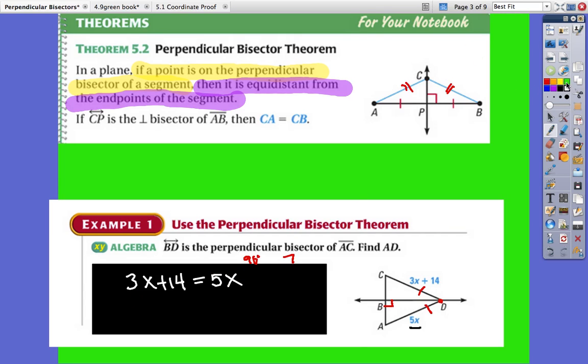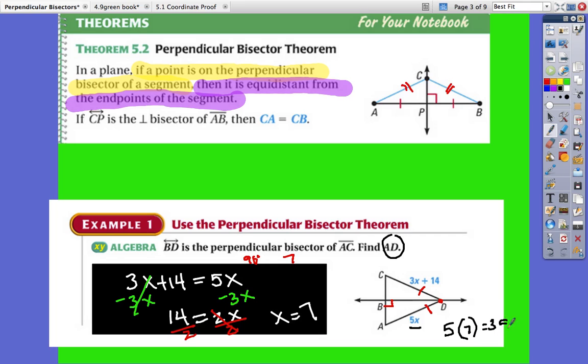We can subtract 3x from both sides. This cancels. And we're left with 14 equals 2x. We can divide 2 to both sides. And we're left with x equals 7. Now that's not the final answer because they want us to find AD. So we'll plug in the 7 right here. 5 times 7 is 35. So AD is 35.